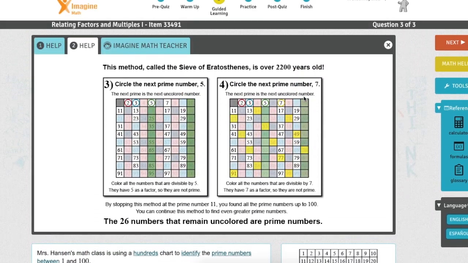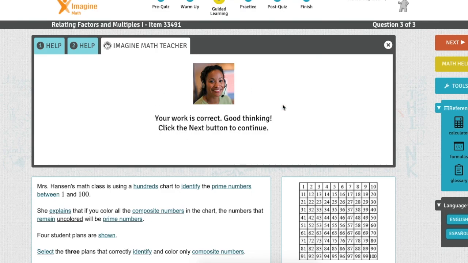Perfecto. Now, if you're still not getting it, you can use the Imagine Teacher, but remember you have to try first, and then you can talk to the teacher.